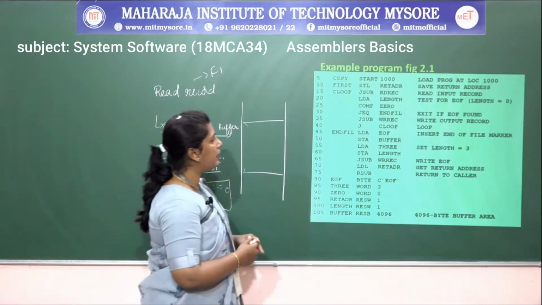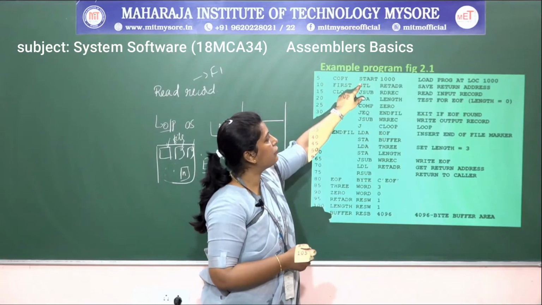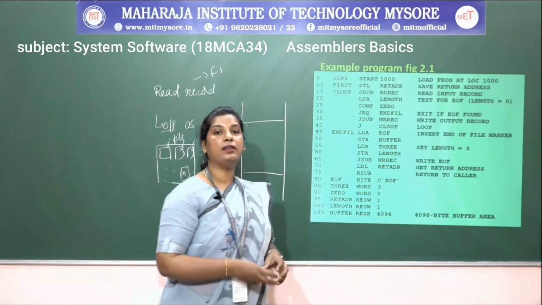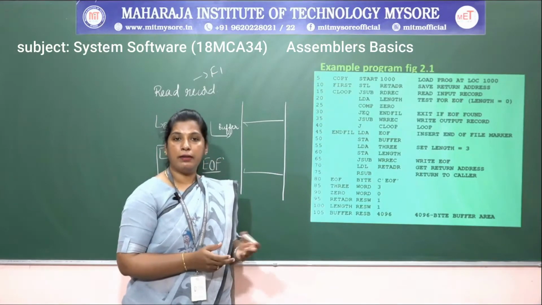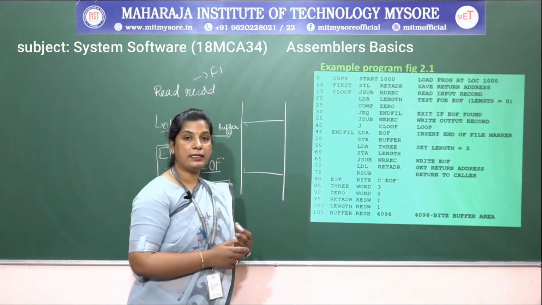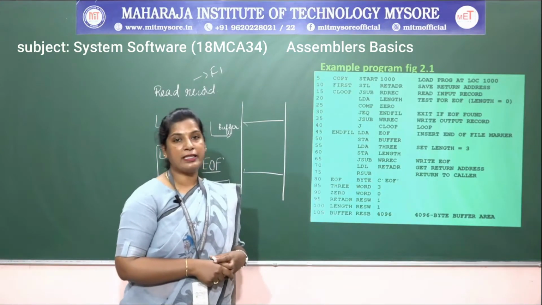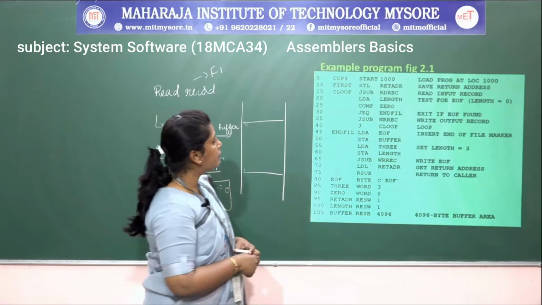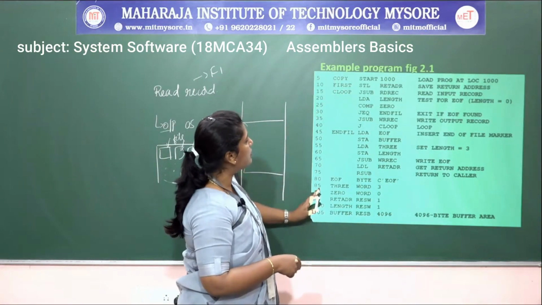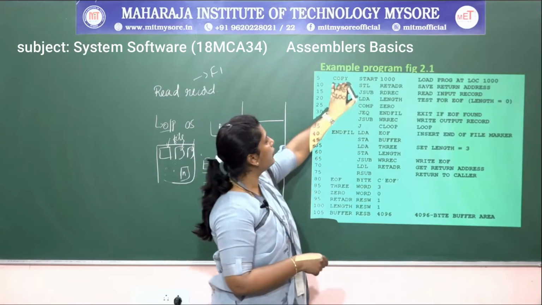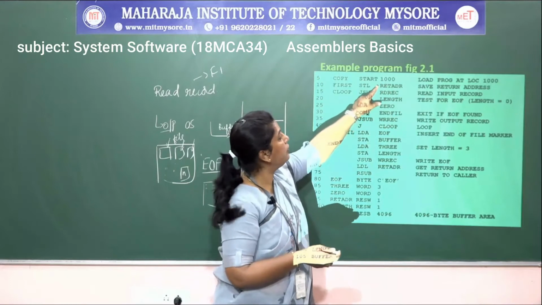Here the program name is COPY. Here START assembler directive we are using. Already I have explained the assembler directives: START, END, WORD, BYTE, RESW and RESB. These are the basic assembler directives we use for writing any assembly level language program. You can observe that the program starts from here. These are the line numbers they have taken. So here COPY START, and the address they have mentioned is 1000.